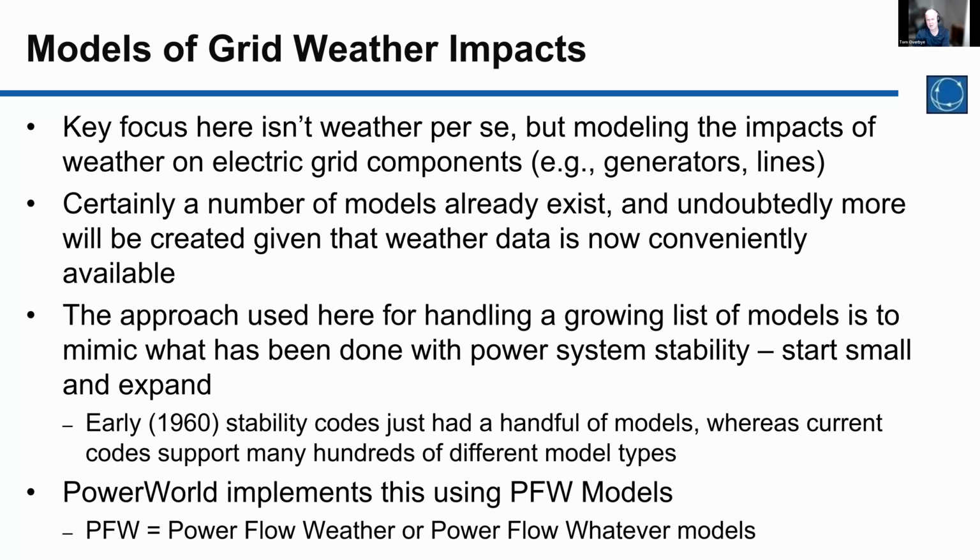But the takeaway is the weather's available, but the focus here isn't the weather, it's modeling the impacts of the weather on the grid. So what we need are the models that relate the weather to grid components. When we were talking about this at PowerWorld, trying to decide how to do this, we have a lot of experience in implementing stability models. And stability models, of course, transient stability, or the dynamics models, have been around for a long time. When stability models started out in the early 60s, there were just a handful of models, whereas now we end up supporting hundreds of different model types, and they seem to be growing every day.